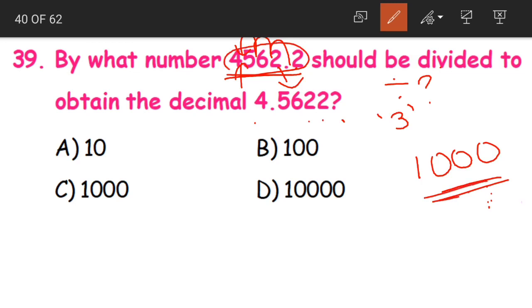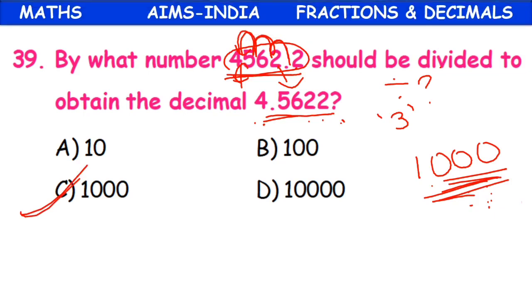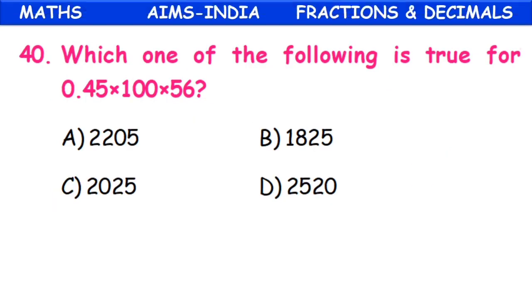When the decimal number 4562.2 is divided by 1000, we will get the decimal 4.5622. Understood? When we divide it by 1000, 1000 has 3 zeros. So the decimal point will move 3 digits to the left, 3 places to the left. Option C, 1000 becomes our correct answer.